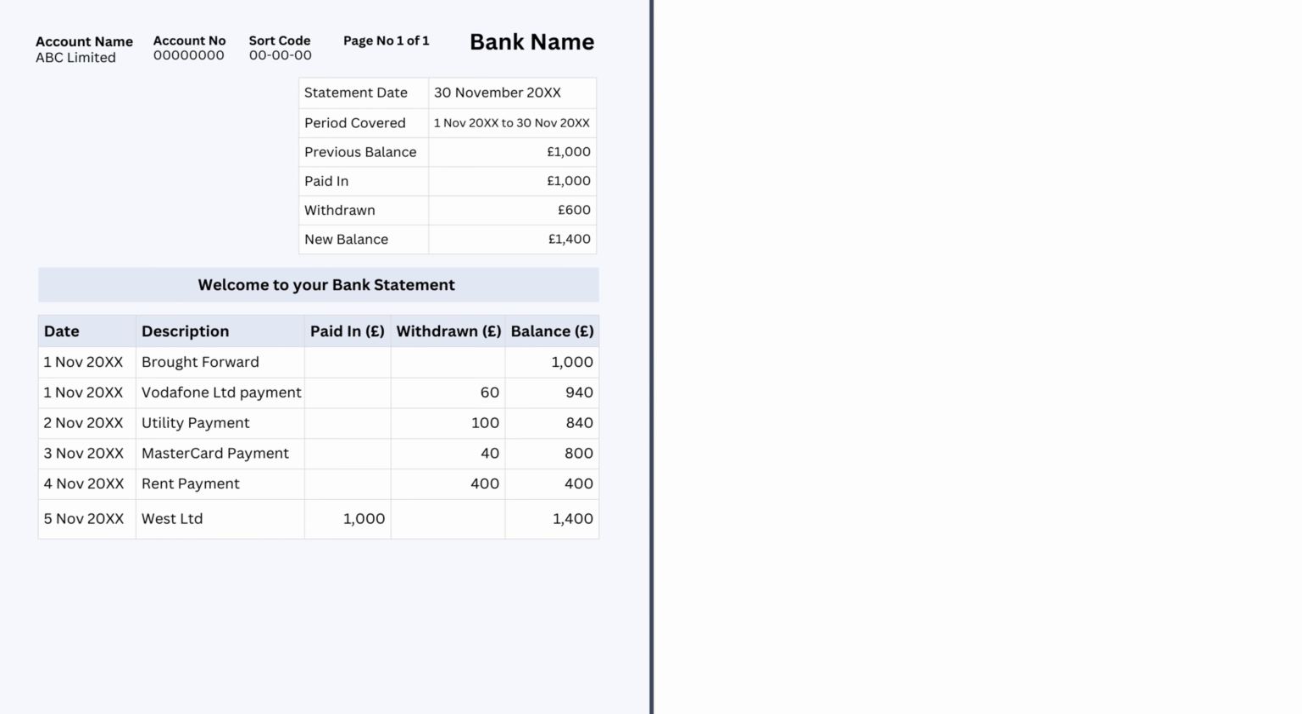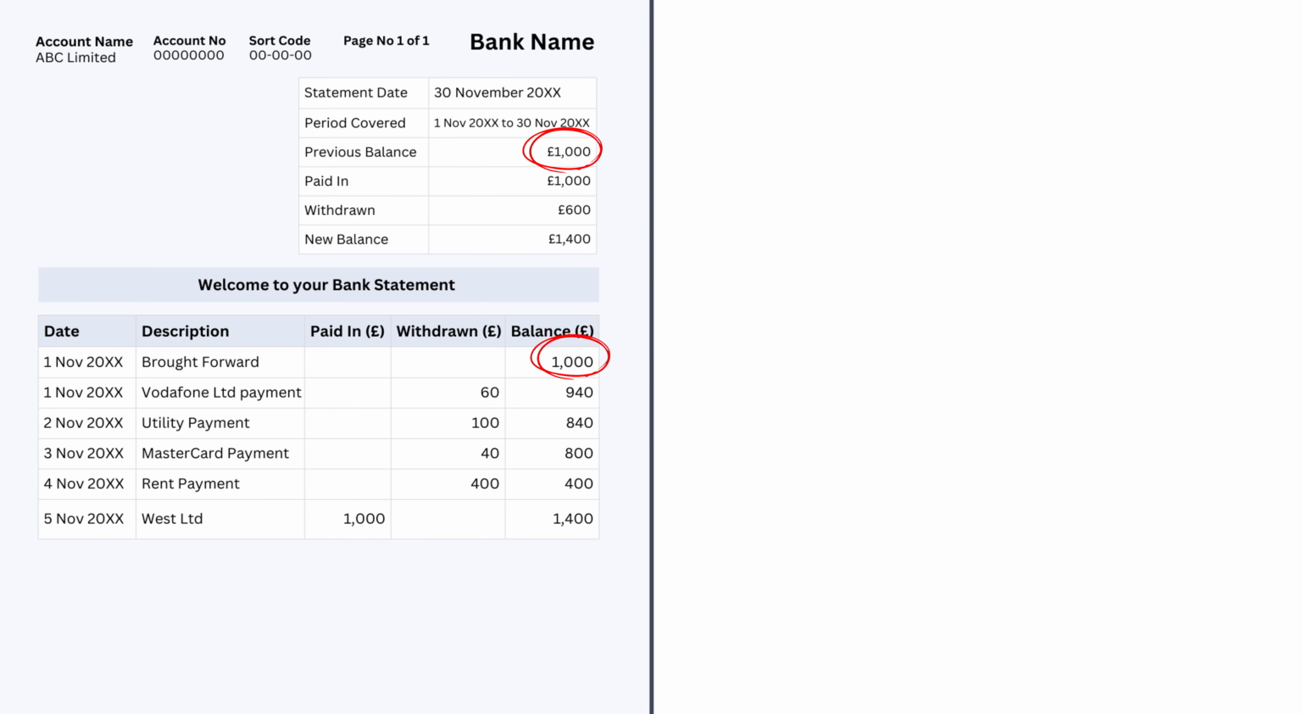Now that we understand the basic idea of bank reconciliation, let's look at how this works in real life, using an actual bank statement and our own accounting records. We're going to look at the transactions from two different viewpoints, the bank's and ours. On the left-hand side, we have the bank statement. This is the record prepared by the bank, not by the business.